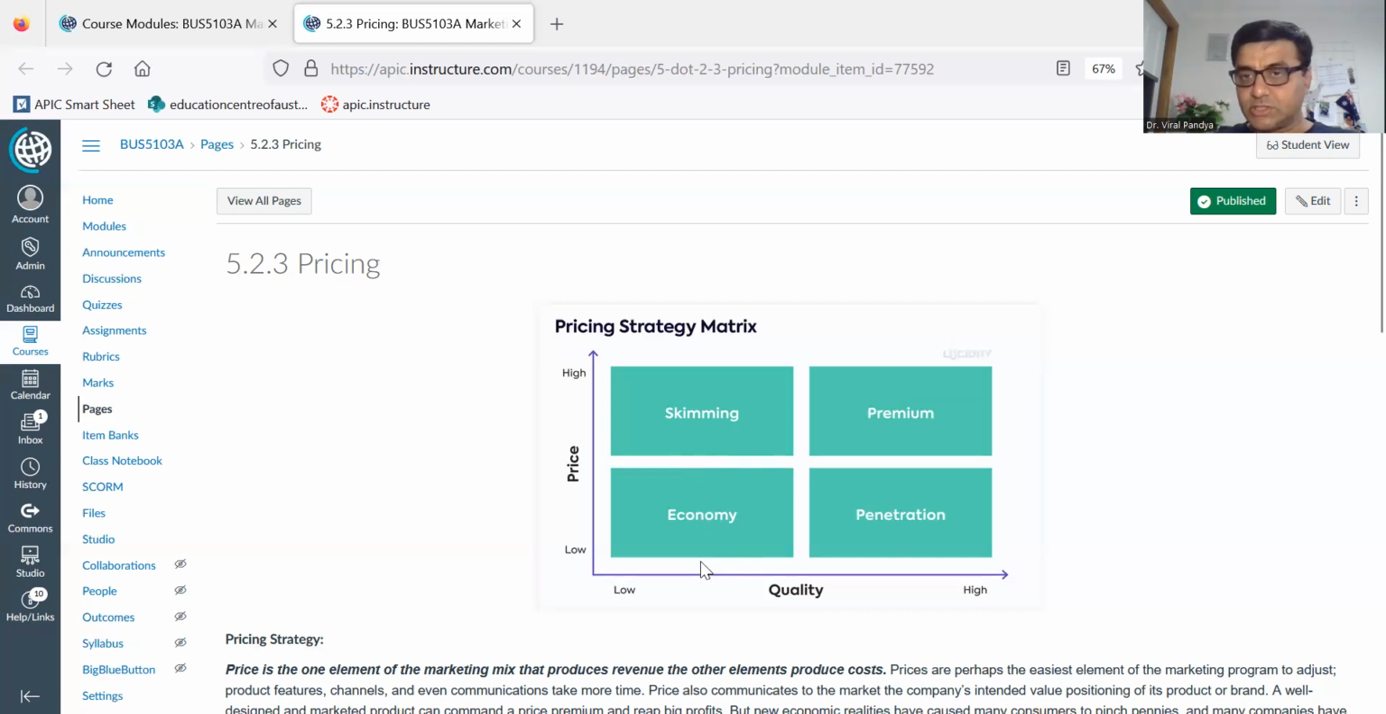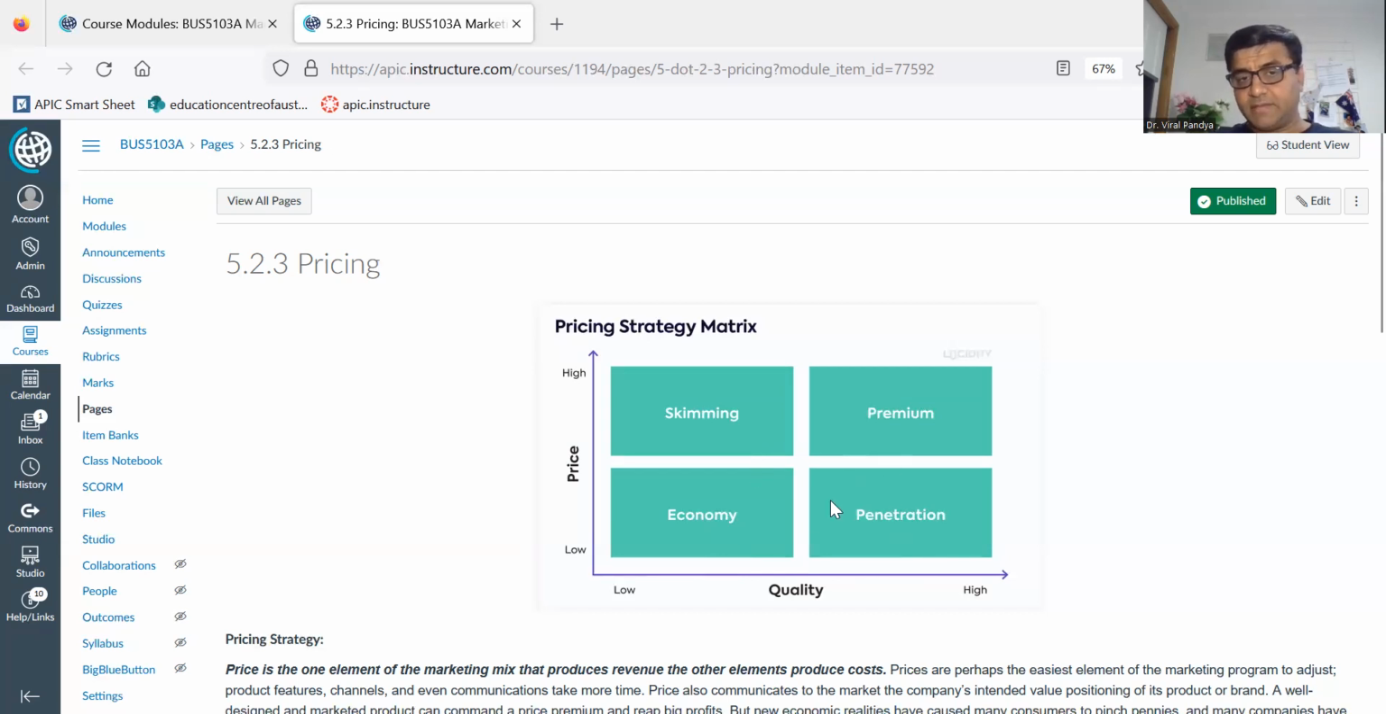If the product has comparatively low quality and the price is also low, that is economic pricing or ideal pricing, where the organization is being realistic towards the market, the competition, and the overall business environment, and tries to enter the market with a particular segment.